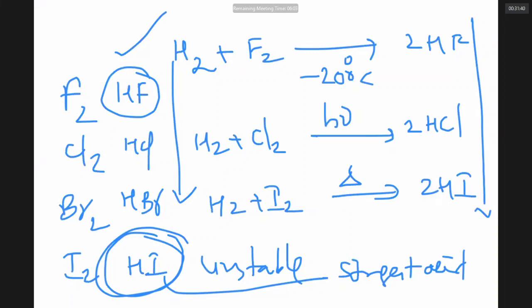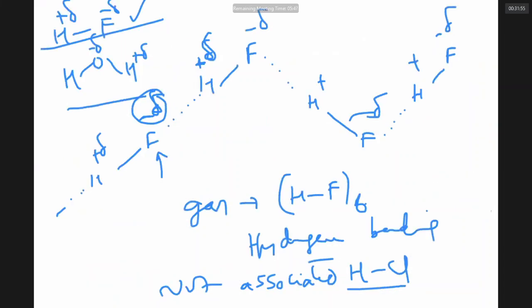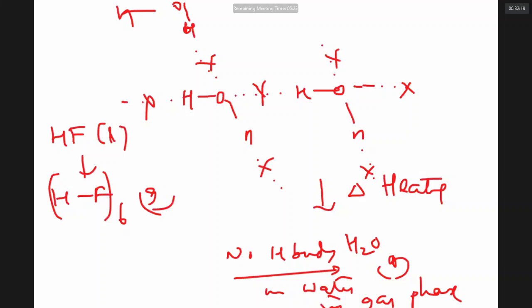The order of boiling points is very strange: HCl is less than HBr, is less than HI, is less than HF. HF has the highest boiling point because of hydrogen bonding. HF exists like an associated zigzag system. Bond angle is not 180 degrees. Even in gas phase, it has hydrogen bonds. Though there is stronger hydrogen bonding in HF than in H2O, H2O has a higher boiling point.